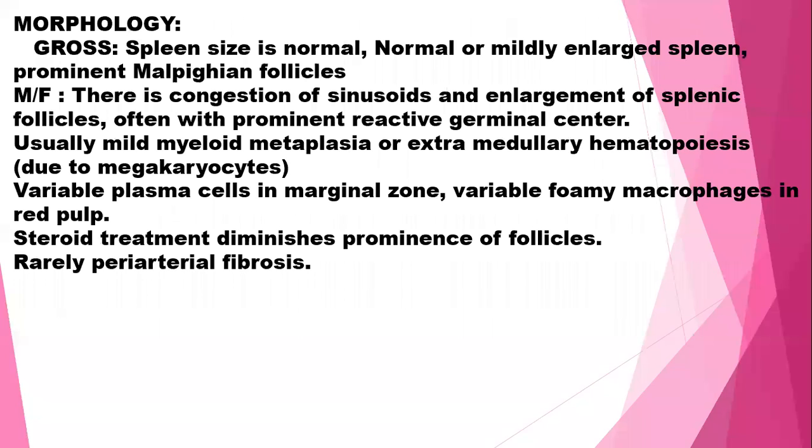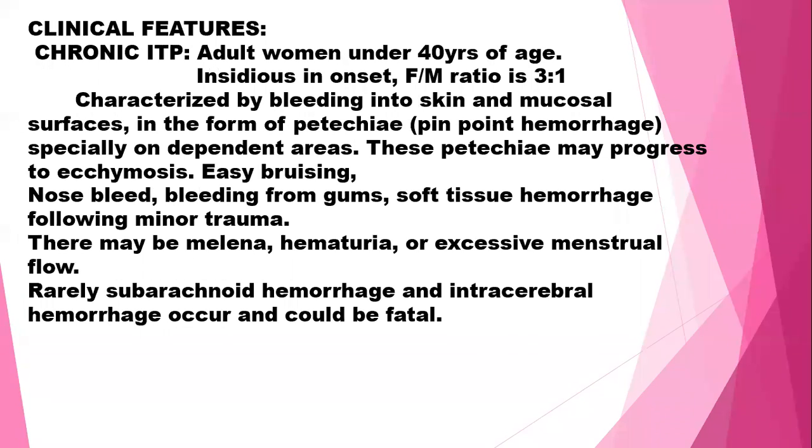Morphology: the spleen is normal in size, or mildly enlarged, with prominent Malpighian follicles. Microscopic features: there is congestion of sinusoids and enlargement of splenic follicles, often with prominent reactive germinal centers, and usually mild myeloid metaplasia or extramedullary hematopoiesis due to megakaryocytes. There are variable plasma cells in the marginal zone and variable macrophages in the red pulp of the spleen. Steroid treatment diminishes the prominence of follicles, and there is rarely periarterial fibrosis.